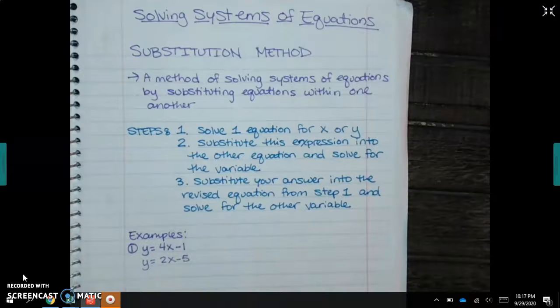Keep in mind, the solution to a system of equations is an ordered pair. Occasionally, there will be no solution, and occasionally, it will be infinitely many solutions. Let's take a look at some examples.